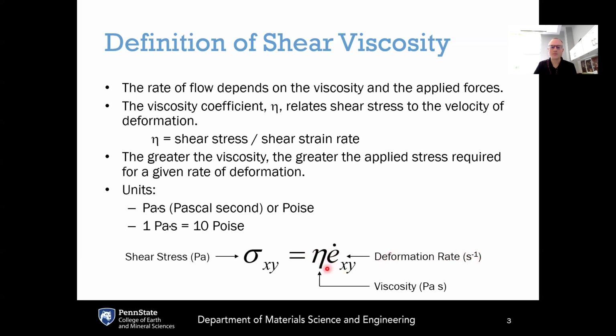Therefore, this constant of proportionality, which relates the shear stress to the shear strain rate, must have units of Pascal seconds. So this coefficient of shear viscosity, also known as simply the shear viscosity, or simply the viscosity, has units of Pascal seconds. Now, if someone just says viscosity without saying shear viscosity, they almost always mean shear viscosity.